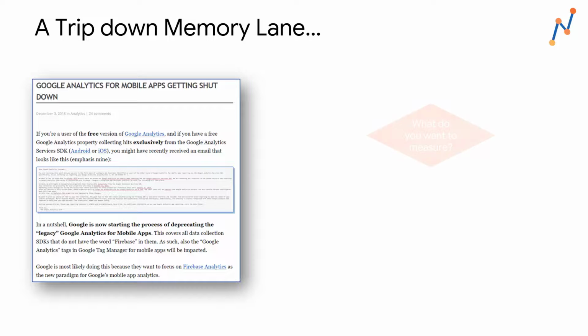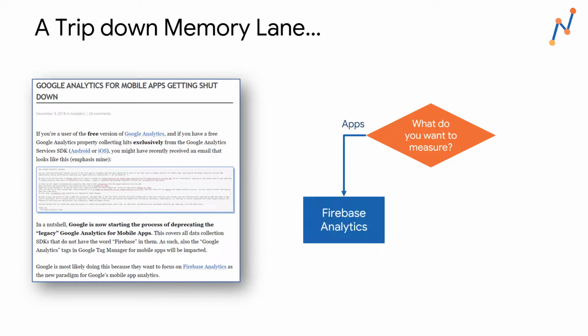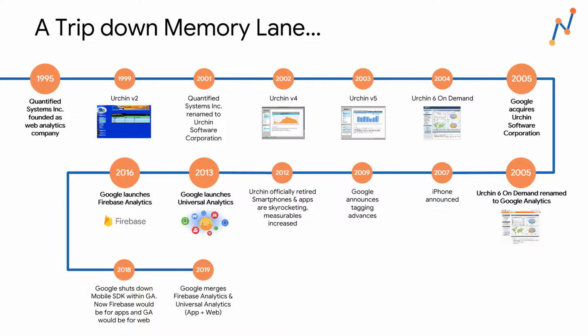From this moment on, it was very clear. If the intention was to measure apps, Firebase Analytics should be used, and if web was to be measured, Google Analytics was the product of choice. But unfortunately, there were basically two different product footprints that the user had to interact with, depending on what the measuring goals were. That was why Google set out to create a unified look and feel for apps and web by merging Firebase Analytics and Google Analytics.